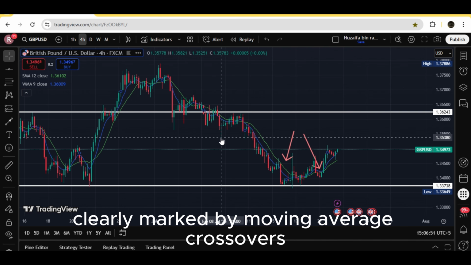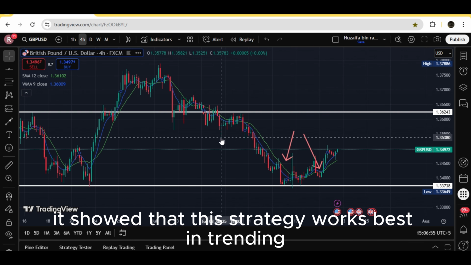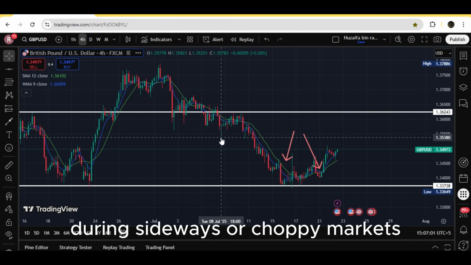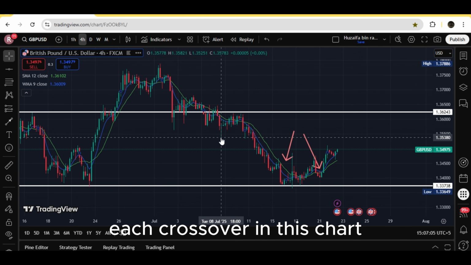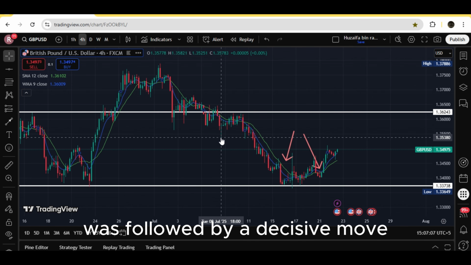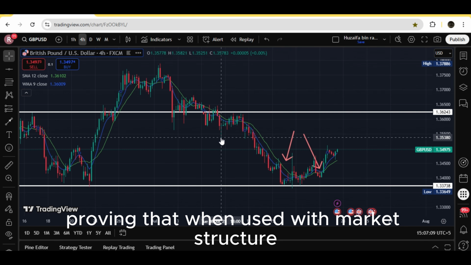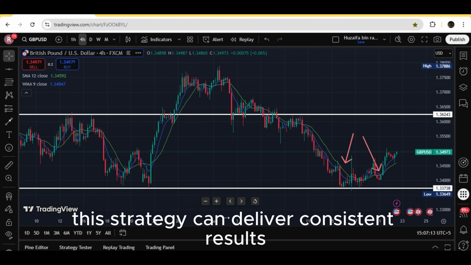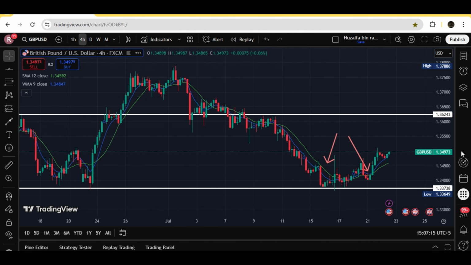Finally, the third chart brought it all together with multiple real-time examples of long and short trades, clearly marked by moving average crossovers. It showed that this strategy works best in trending conditions and reinforced the need to avoid signals during sideways or choppy markets. Each crossover in this chart was followed by a decisive move, proving that when used with market structure and proper entry confirmation, this strategy can deliver consistent results.